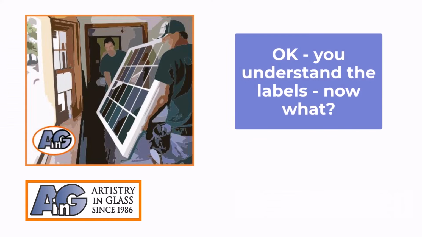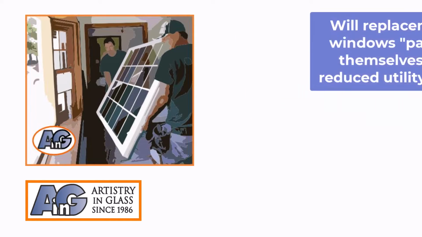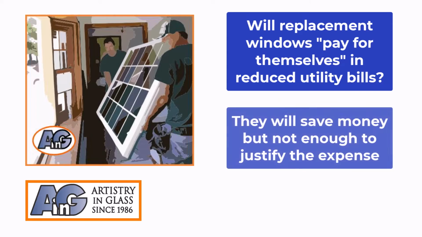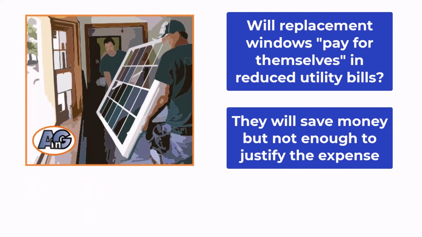Okay, now you understand these complicated labels. How do you use this information to choose the best replacement windows for your home? I'll just cover a few key points in this video. First, do not be taken in by aggressive window salesmen who claim that you can pay for your new windows with reduced utility bills. The bottom line is that windows will eventually pay for themselves in energy savings, but the length of time required for the windows to amortize is so long that the savings are essentially neutralized.